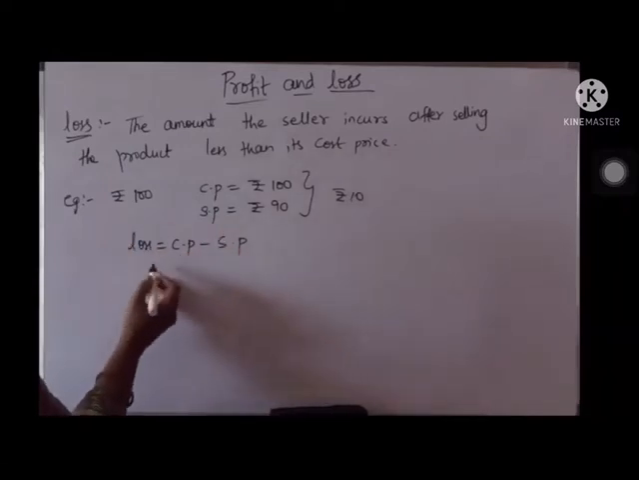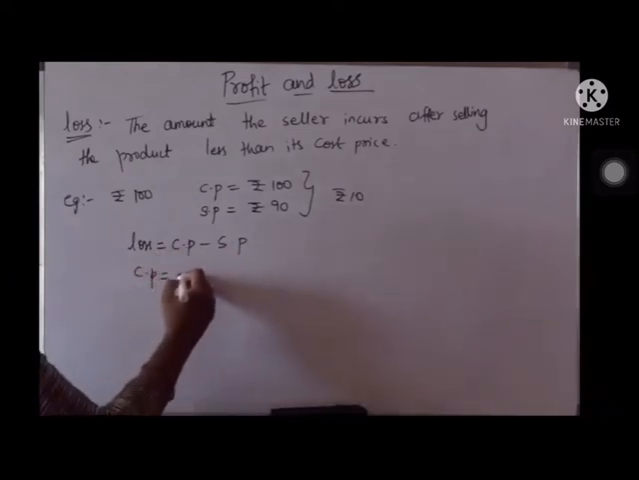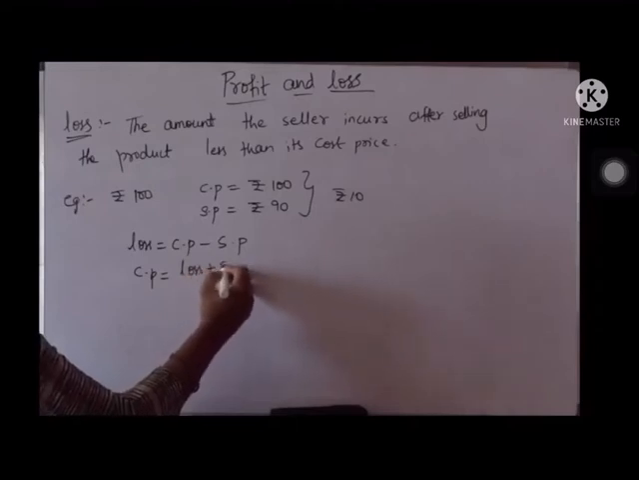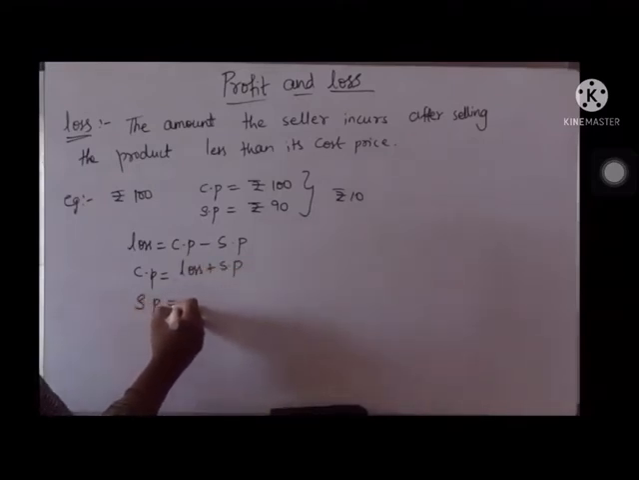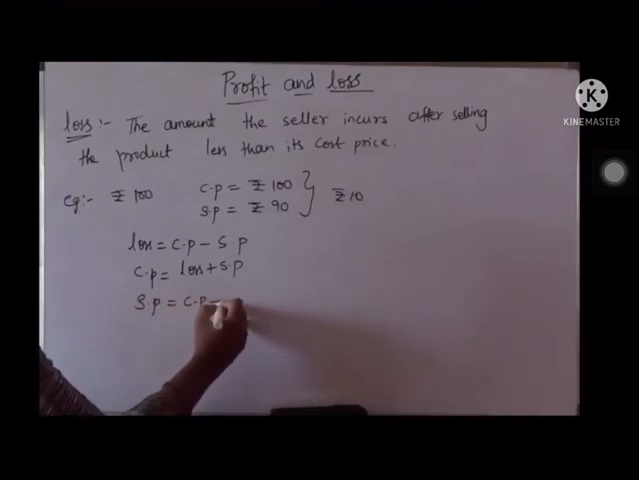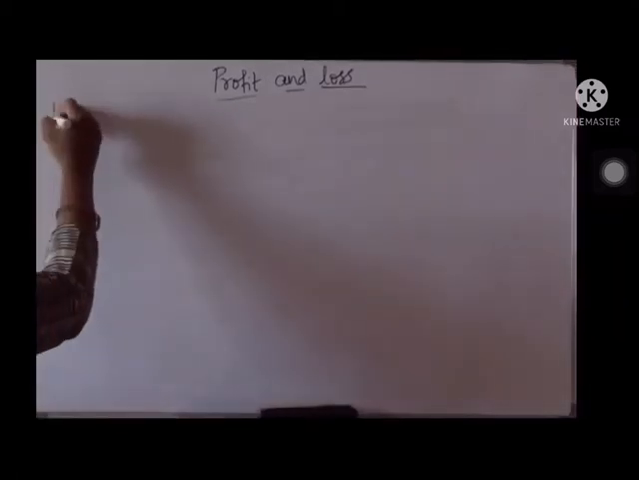In some questions they will give the loss and the SP, and ask you to find CP. Then how to find CP is nothing but loss plus SP, and SP is nothing but CP minus loss. So these are the important formulas you have to remember.